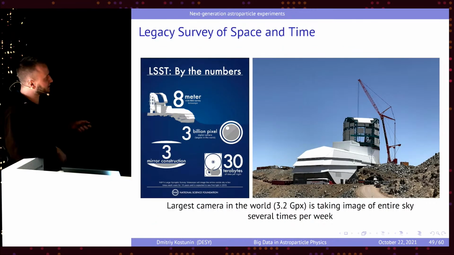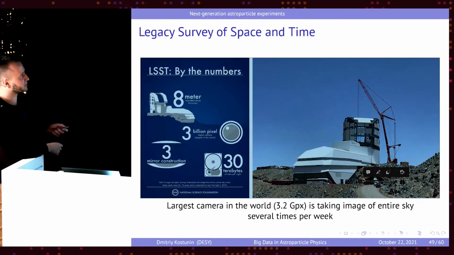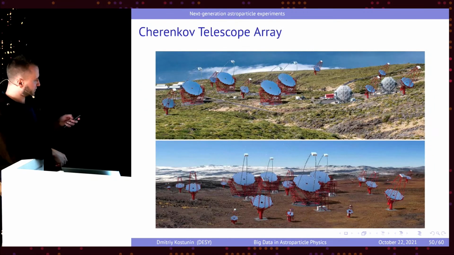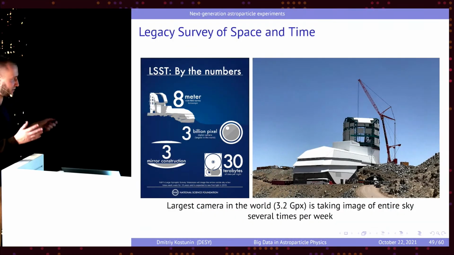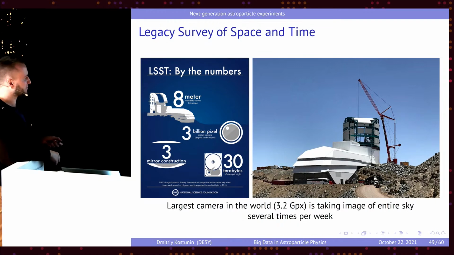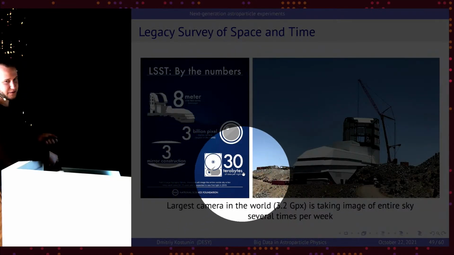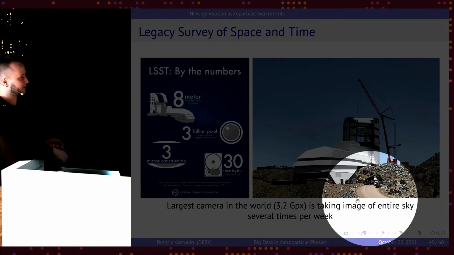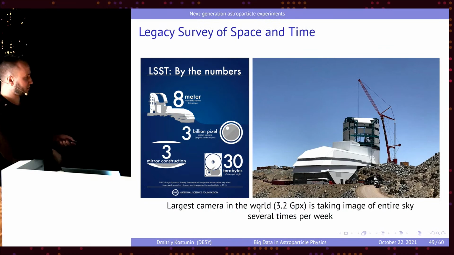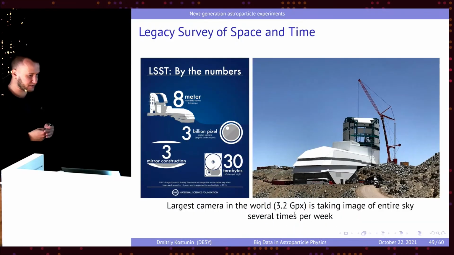The other one I want to point out is LSST, the Legacy Survey of Space and Time. It's almost deployed. It has 3 billion pixels, so it's the largest camera in the world, not only among telescopes but in general. It produces about 30 terabytes of data per night, a really big data rate. This data consists entirely of photos of the sky, and we need to somehow analyze it pretty fast. The entire accessible sky will be imaged several times per week.